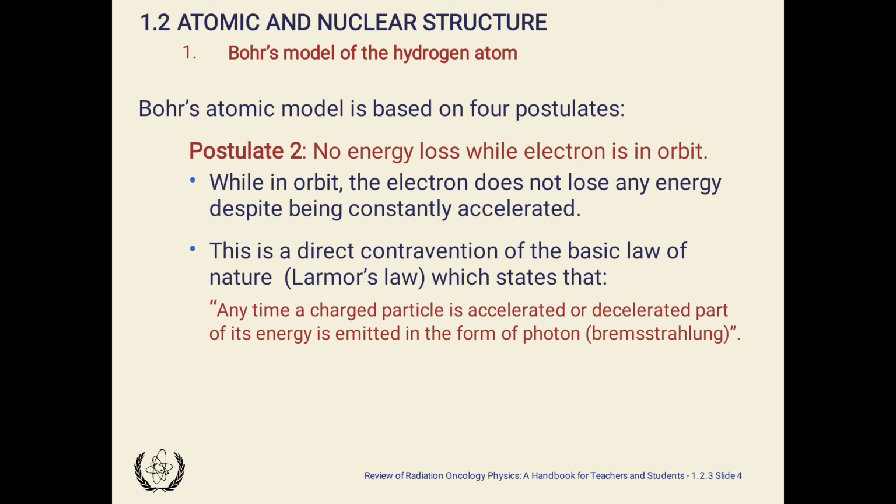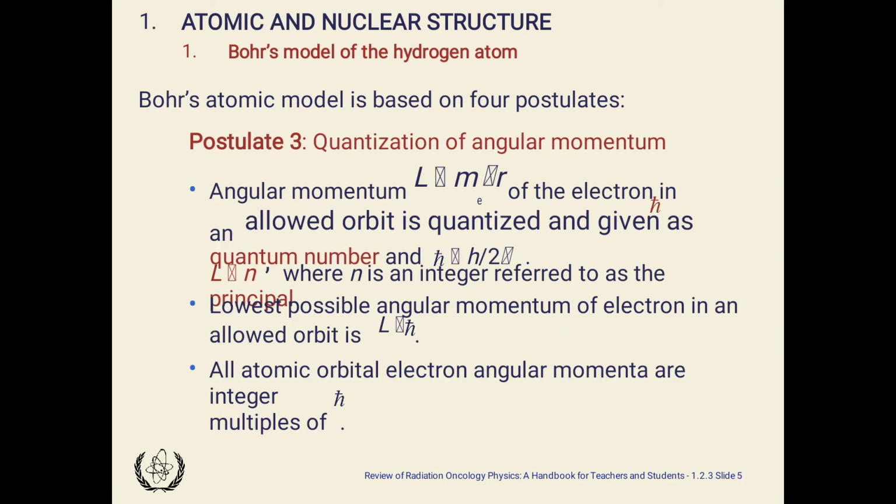Then the second postulate is no energy loss while the electron is in orbit. So when the electron is in orbit, it does not lose any type of energy despite being constantly accelerated. And this is a direct contravention of the basic law of nature, that is Larmor's law, which states that any time a charged particle is accelerated or decelerated, part of its energy is emitted in the form of a photon, that is Bremsstrahlung.